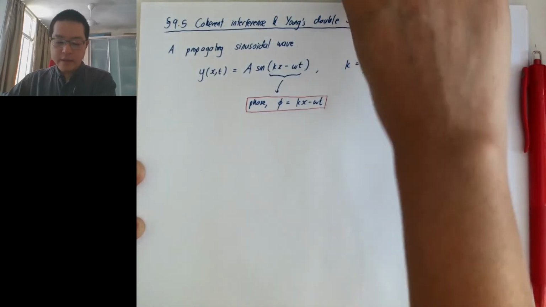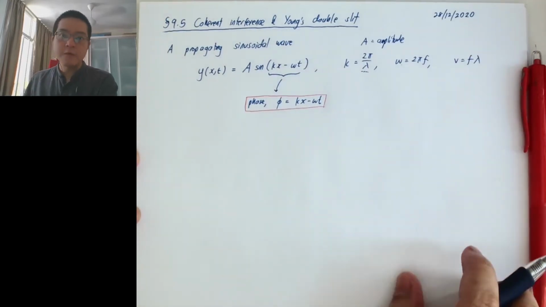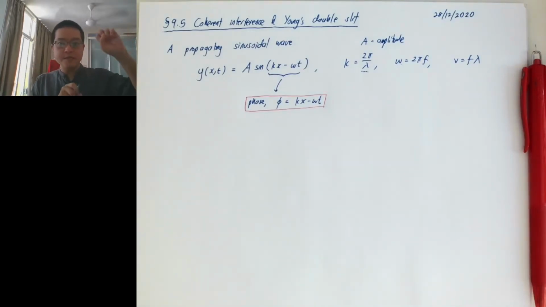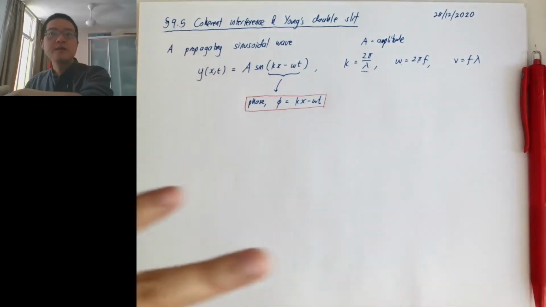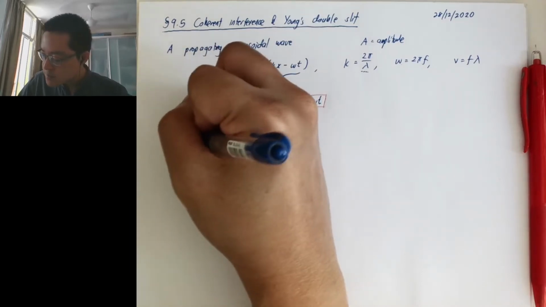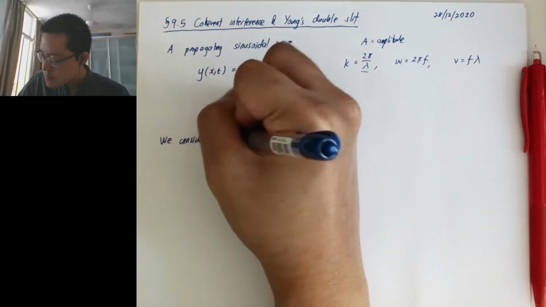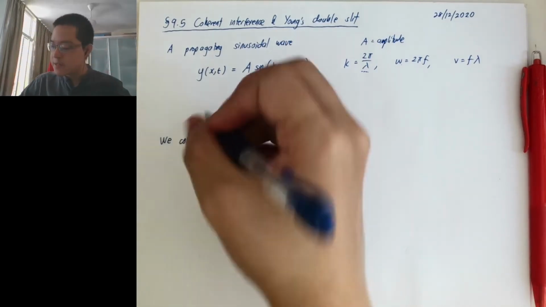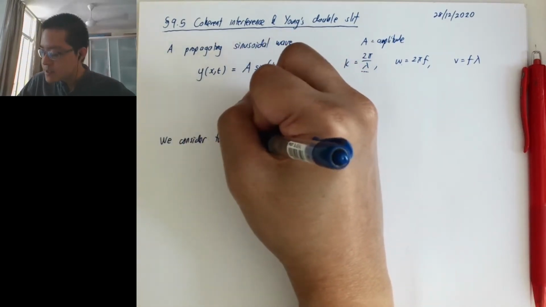Okay, and then now we want to consider the interference between two waves, right? Because the double slit experiment is about light shining through two holes and then shining onto the screen, right? So this is interference of two waves. So we will consider two waves, basically two light sources, right? So two light sources shining on a spot. So I have two waves, right?